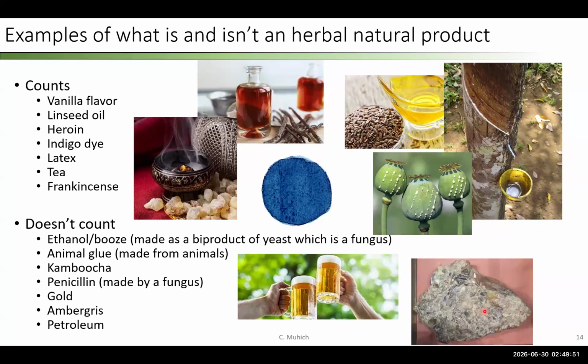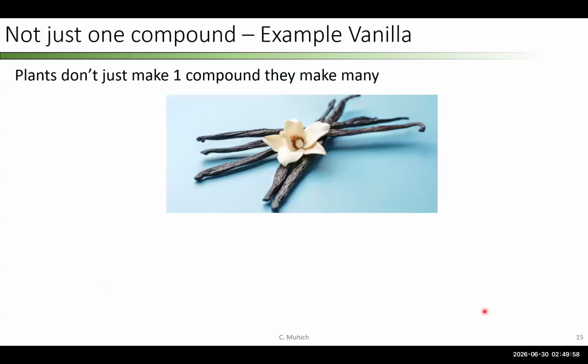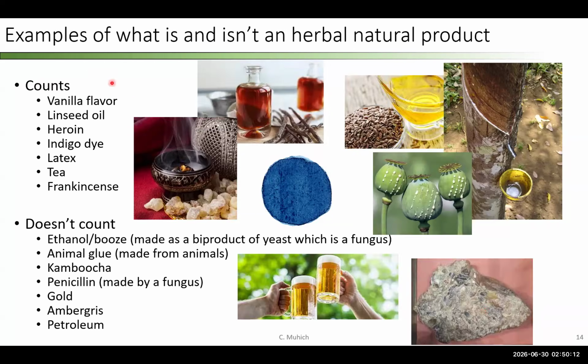With that, I want to delve into a little bit more about these natural products and herbal natural products. And the key thing that I want you to take away is that plants don't make just one compound, right? So they make a variety. And I want to use vanilla as an example. So vanilla, like we just said, is an extract of vanilla flavors extracted out of the vanilla bean by soaking it in ethanol.